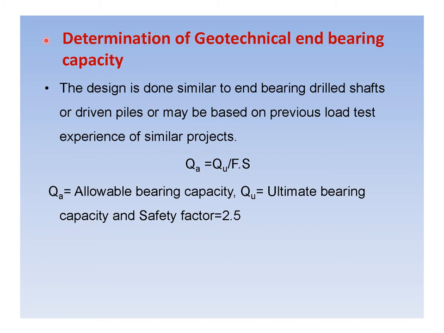Determination of geotechnical end bearing capacity. The design is done similar to end bearing drilled shafts or driven piles, or maybe based on previous load test experience of similar projects. Q sub A is equal to Q sub U over the factor of safety, where Q sub A is the allowable bearing capacity, Q sub U is the ultimate bearing capacity, and the safety factor is generally taken as 2.5.